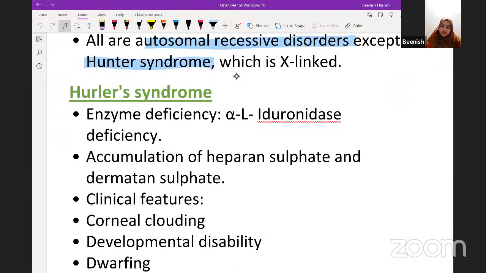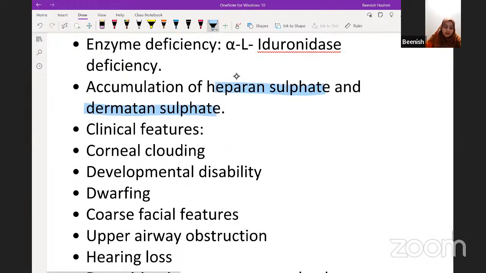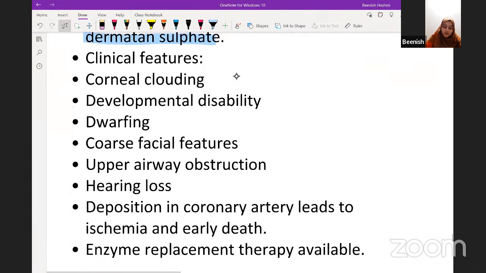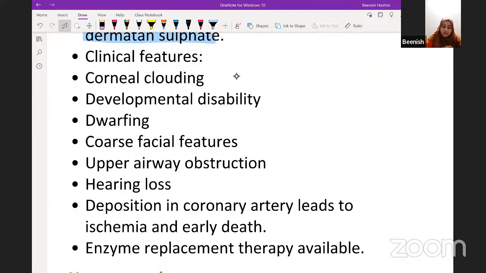In Hurler syndrome, the enzyme deficiency is alpha-L-iduronidase deficiency. So this leads to accumulation of heparan sulfate and dermatan sulfate. Clinical features include corneal clouding, developmental delay, dwarfing, coarse facial features, upper airway obstruction, hearing loss. There is deposition in the coronary artery and leads to ischemia and early death. So, treatment includes enzyme replacement therapy.